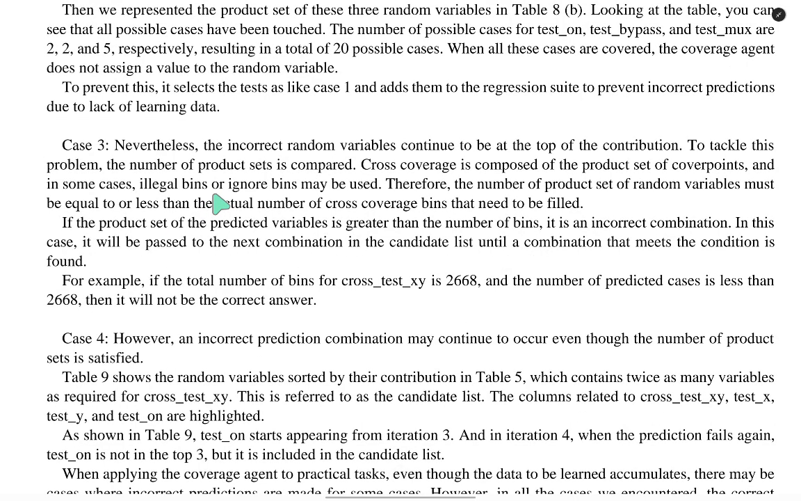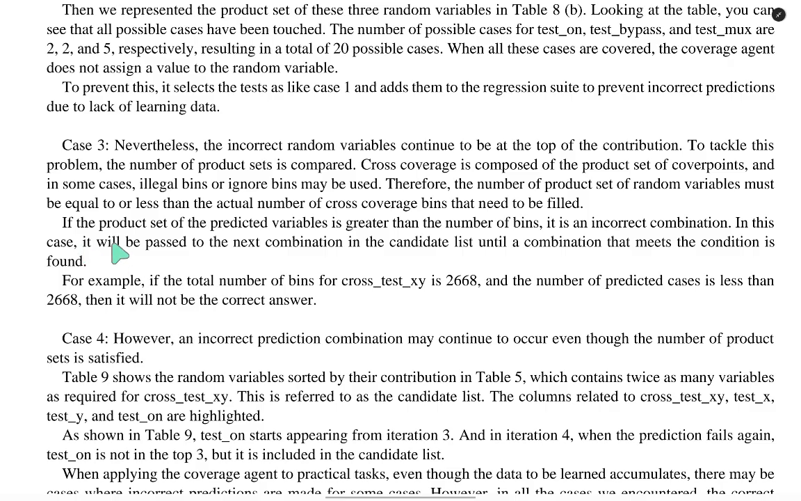Case 3. Nevertheless, the incorrect random variables continue to be at the top of the contribution. To tackle this problem, the number of product sets is compared. Cross coverage is composed of the product set of cover points, and in some cases, illegal bins and ignore bins may be used. Therefore, the number of product sets of random variables must be equal to or less than the actual number of cross coverage bins that need to be filled. If the product set of the predicted variables is greater than the number of bins, it's an incorrect combination.